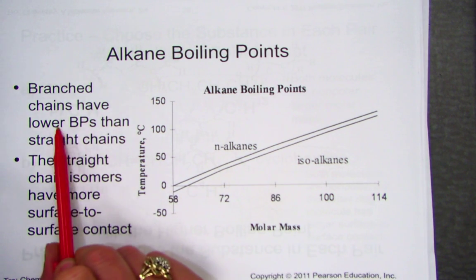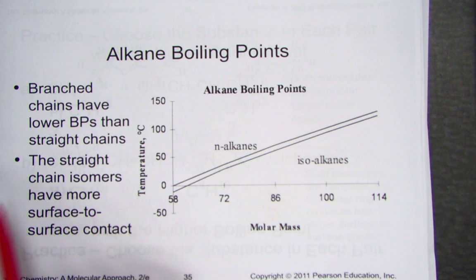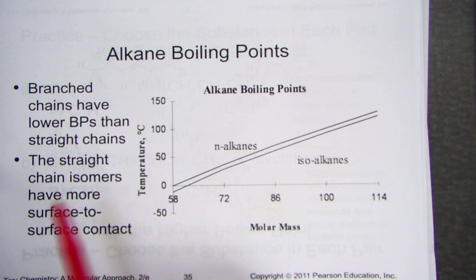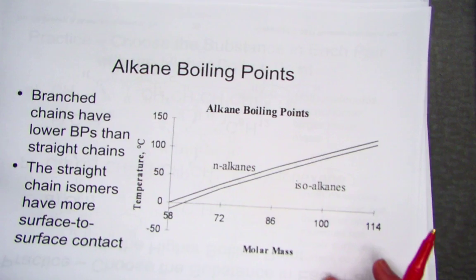Branched chains have lower boiling points than straight chains. The straight chain isomers have more surface-to-surface contact and therefore create more intermolecular attractions, more opportunity to induce a dipole called a London dispersion force.